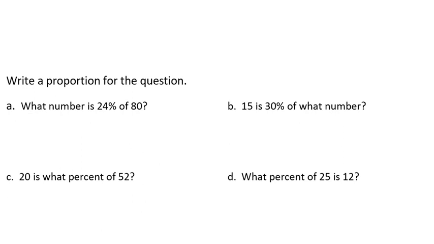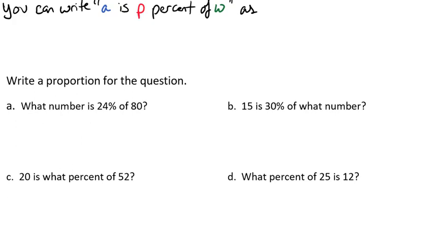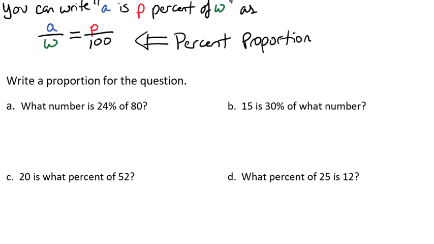In this video, we're going to be talking about the percent of a number. So let's talk about the percent proportion. You can write "A is P percent of W" as a proportion, and that looks like A over W equals P over 100. And again, this is our percent proportion.